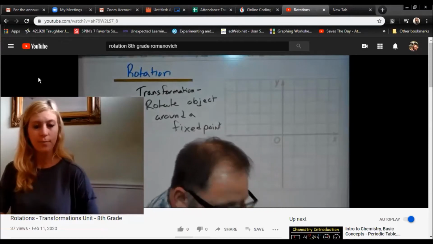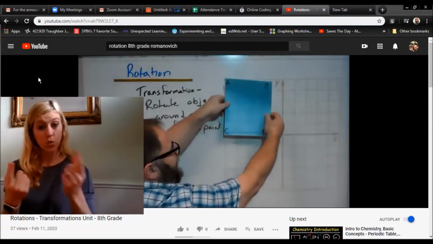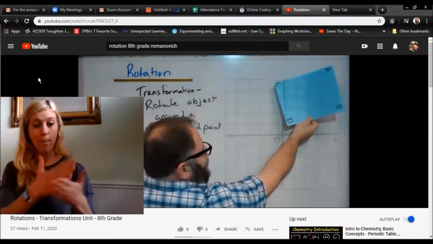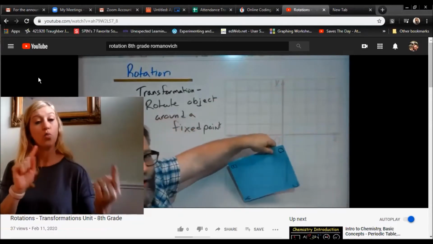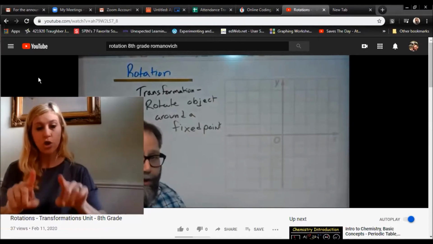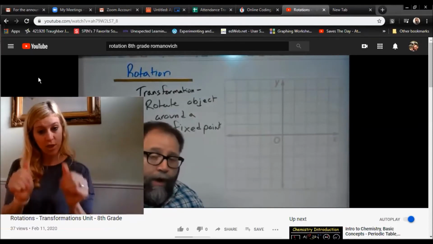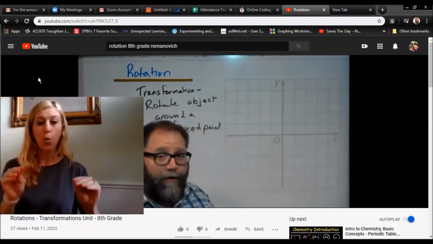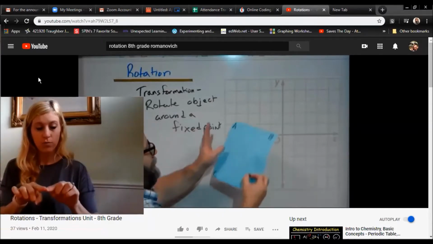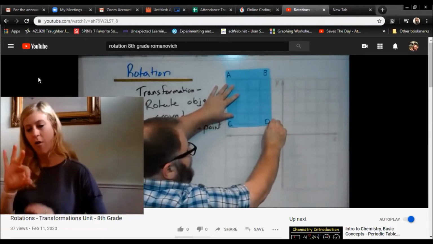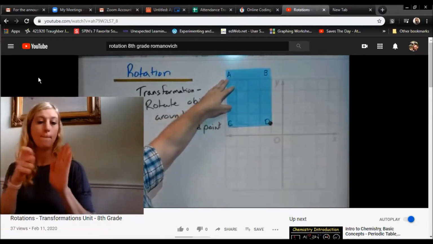With a rotation, we're going to take a piece, and whatever fixed point we choose, we're going to rotate it around, and as it moves around the coordinate plane, the shape is also rotating. One way we do this is to rotate around a fixed point. Now, we're not going to do that as much, but you can see it a little bit better when I do this. So I'm going to put a magnet there at point D.